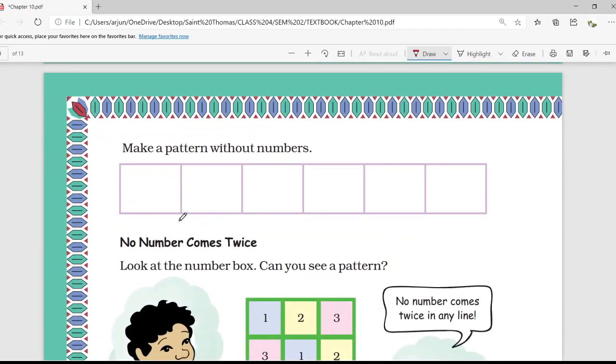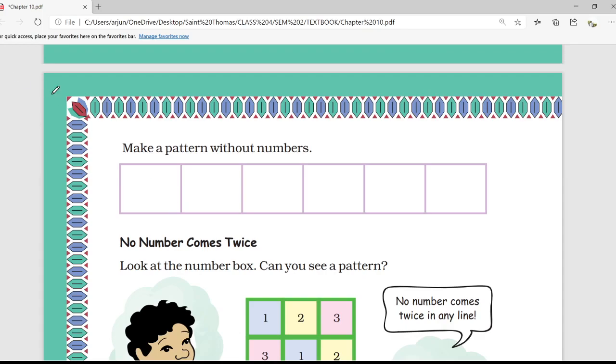Make a pattern without a number. Okay, so now what can we do? See, A, then skipping B, then C. So here let me write B. We have skipped B. A, B, C, then here D, here will come E. So by seeing these three letters, a person can understand which pattern is being followed. Skipping a letter in between. Okay, A, then skip B, then write C, then skip D, then write E.